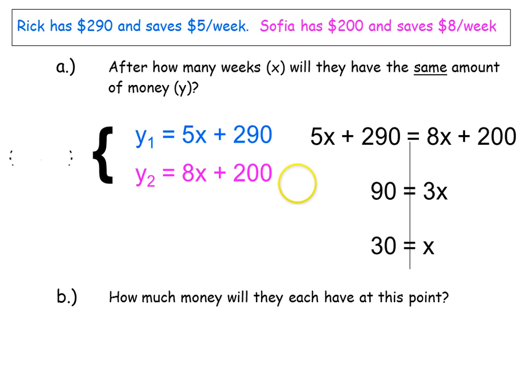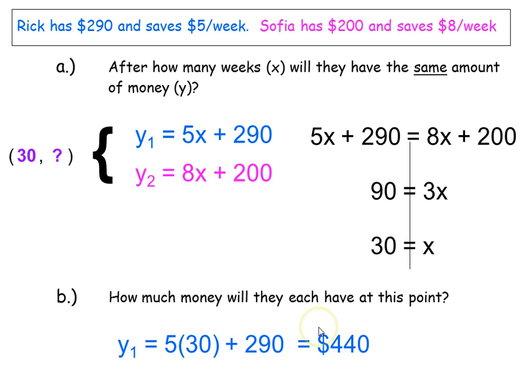So if we plug in 30 into either equation, doesn't matter which one, we're going to plug in 30 because our x value is 30. What do we get out for y? We're going to plug it in and find out. I'm going to use Rick's equation. 5 times 30 plus 290. 5 times 30 is 150, and then 150 plus 290 is $440. So after 30 weeks, they will each have $440.